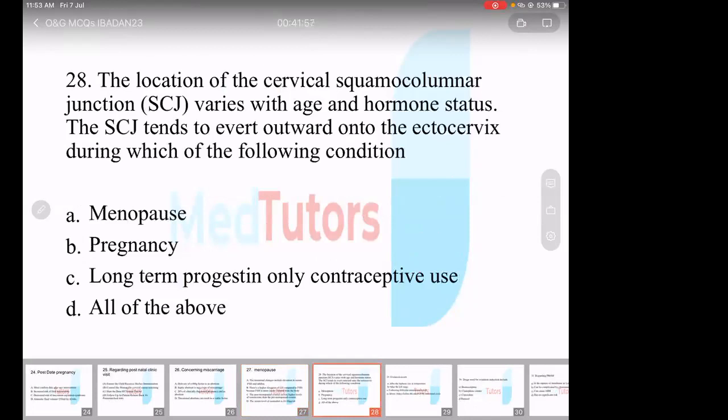Then question 28. The location of the cervical squamocolumnar junction varies with age and hormone status. The squamocolumnar junction tends to evert outward onto the ectocervix during which of the following conditions? A, menopause. We know this is not correct. B, in pregnancy. Yes, there's an eversion. It occurs during pregnancy. C, long-term progestin-only contraceptive use. This is not correct. D, all of the above. So we know the correct answer is pregnancy. It's in pregnancy that the squamocolumnar junction everts outward onto the ectocervix.